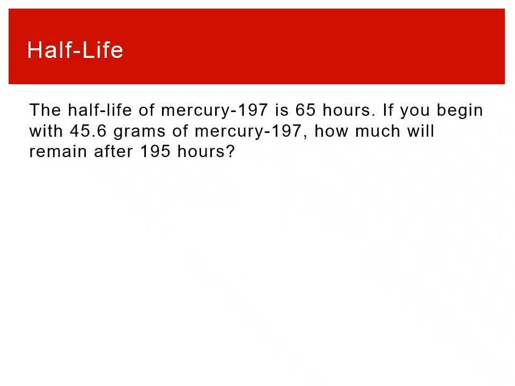Okay, so let's see it in use. The half-life of mercury-197 is 65 hours. If you begin with 45.6 grams of mercury-197, how much will remain after 195 hours?